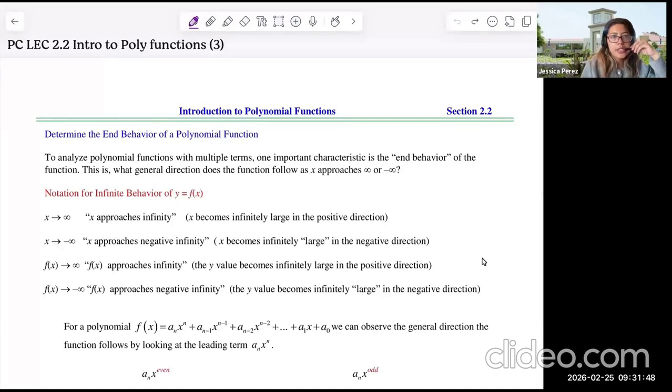Hello, welcome to section 2.2. Today we are going to be talking about introductions to polynomial functions, and most importantly, we are going to be discussing the end behavior of different types of polynomial functions.